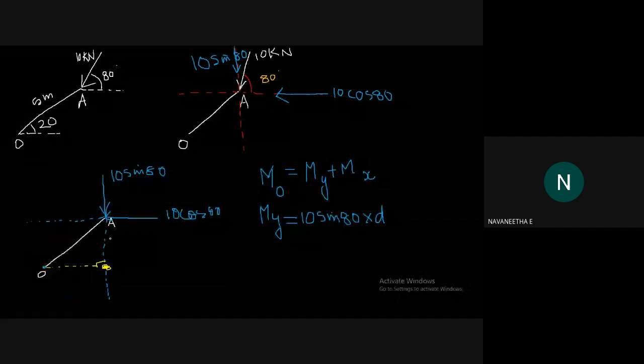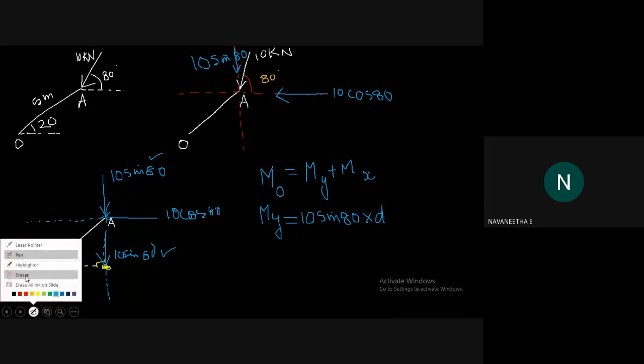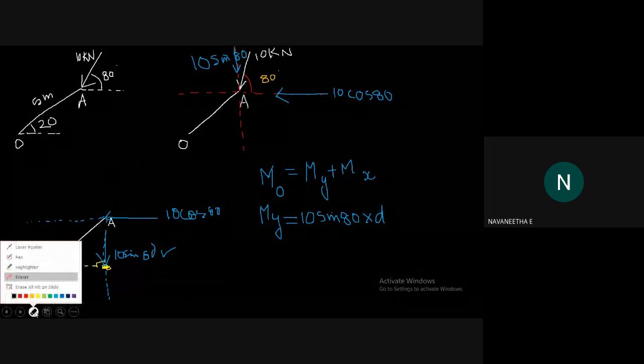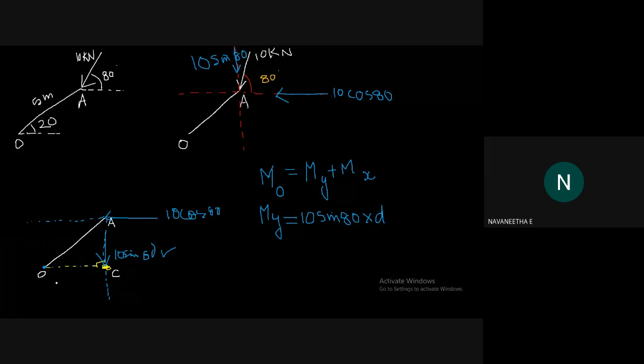I can move 10 sin 80 from the point here to the point here. So you can draw the figure separately like this. You can give any name to this point. I will give this point the name C. So I move the y component, 10 sin 80, to the point C. Now the perpendicular distance is OC.